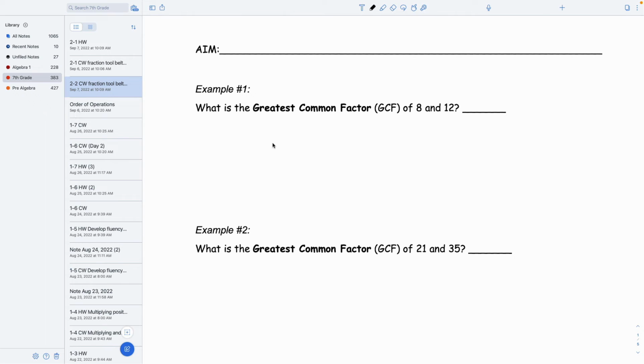Yesterday we looked at the least common multiple. Today we're talking about the greatest common factor. Those two things are really easy to mix up, and they're things that you learned since fifth grade.